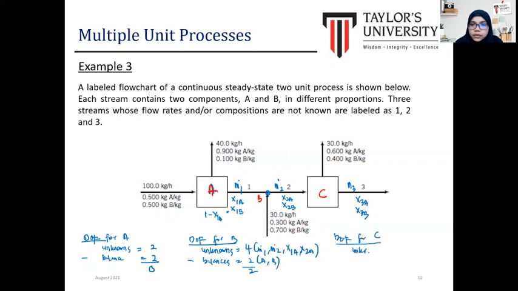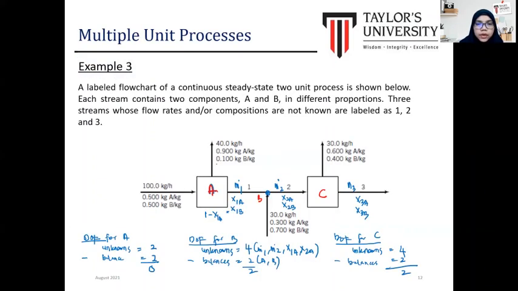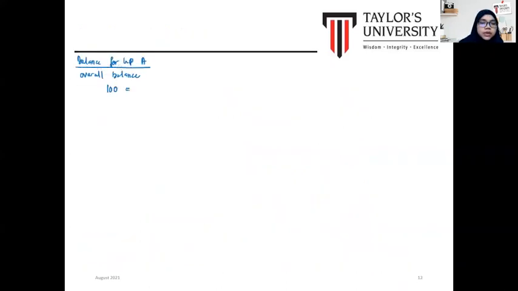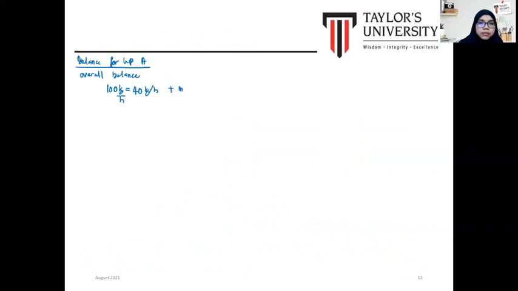Okay, unknowns, we have 1, 2, 3, 4. Balance, we have 2. So we need to start with A first. Okay, for unit operation A, we start with the overall balance. We have 100, so input and output, 100 equal to 40 plus M1.